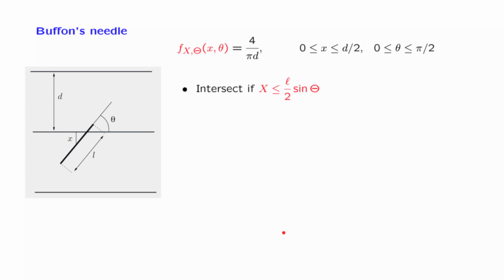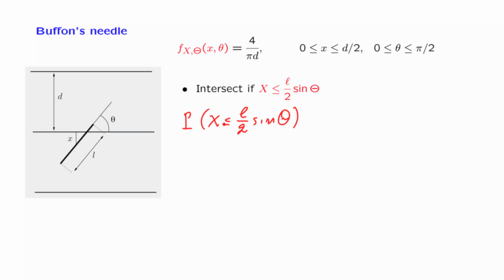So here is what we have so far. This is the picture that we had before, but drawn in a somewhat nicer way. This is the joint PDF that we decided upon, and we wish to calculate the probability of this particular event, that x is less than or equal to L over 2 sine theta.